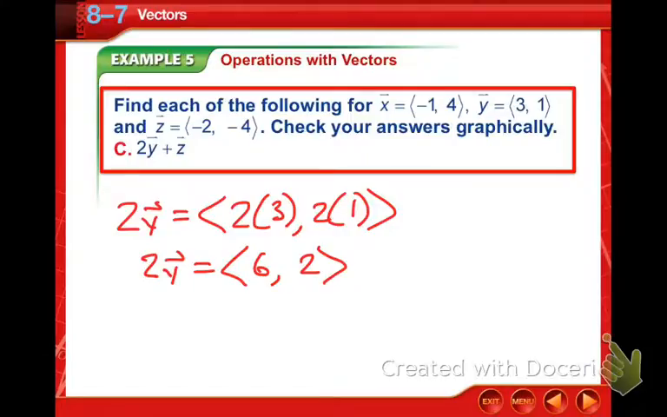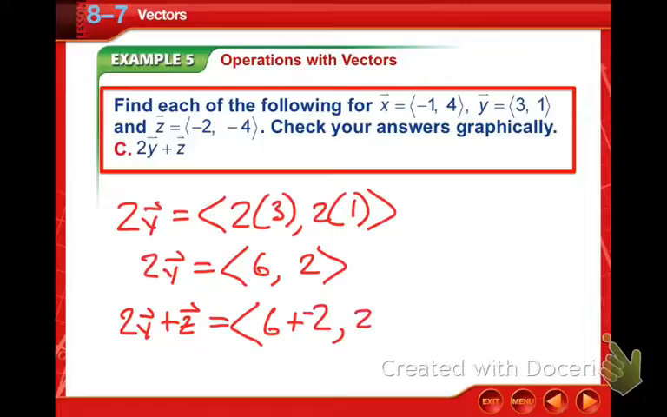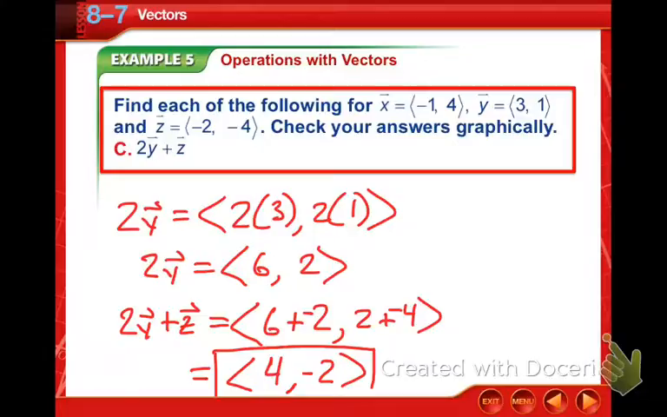Now we're going to add that to z. So 2y plus z is going to be 6 plus our -2 from the z vector, and 2 plus -4 also from the z vector. So we end up with our answer being 6 plus a -2 is the same as 6 minus 2, that's 4, and 2 plus a -4 is 2 minus 4, which gets us -2. There's our answer.